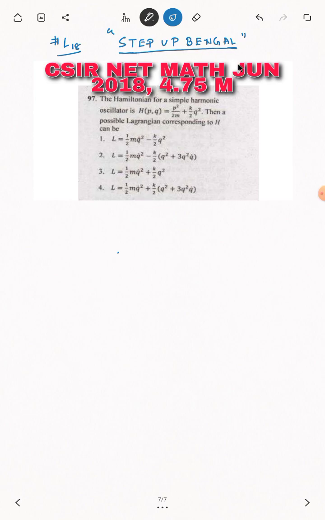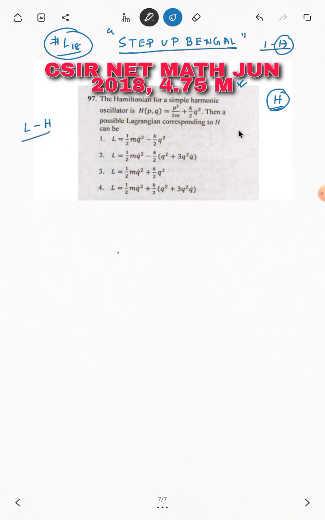To our online platform Step Up Bengal for the next lecture, that means lecture number 18. Up to this, we have discussed lectures 1 to 17 on classical mechanics. In the last lecture, lecture number 17, we discussed the Hamiltonian formulation, that means formulation of H. And we discussed a CSIR NET 2018 3 mark question. In that same question paper, we also have a 4.75 mark question which depends on Lagrangian to Hamiltonian conversion.